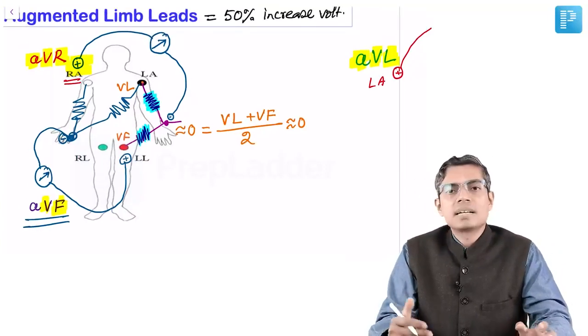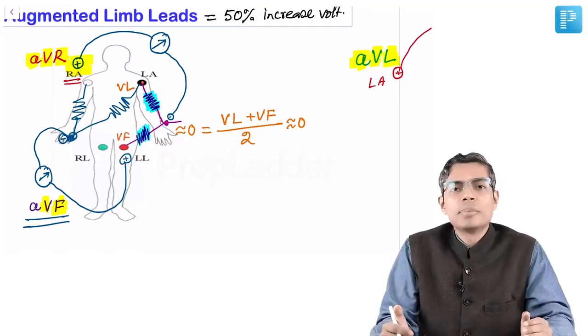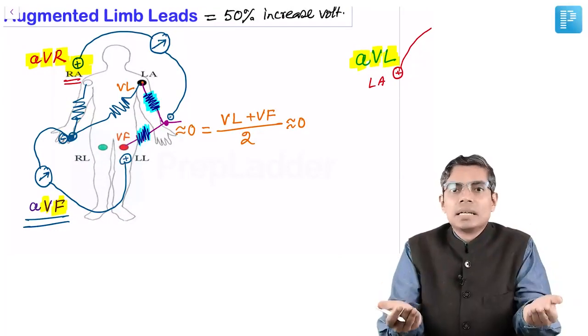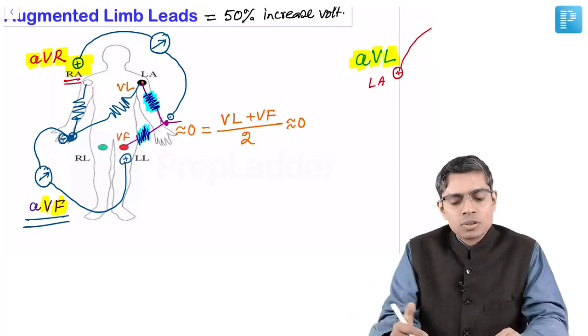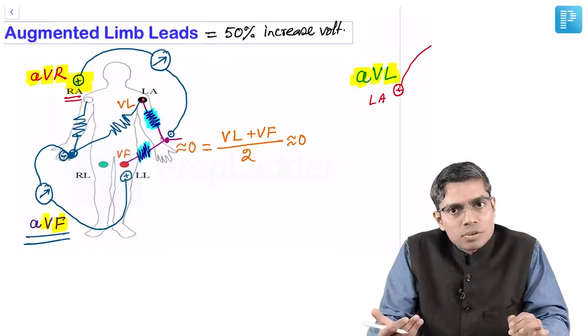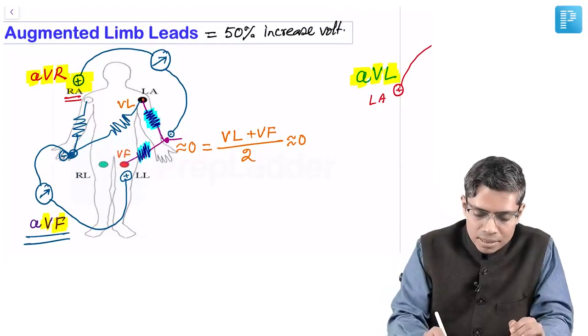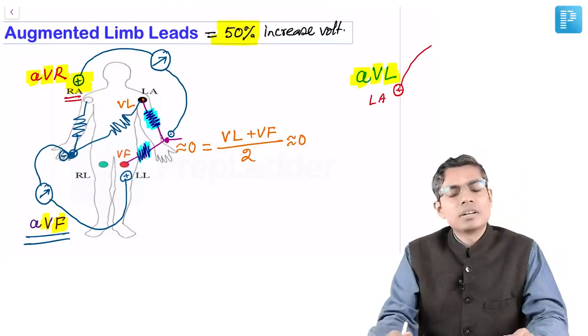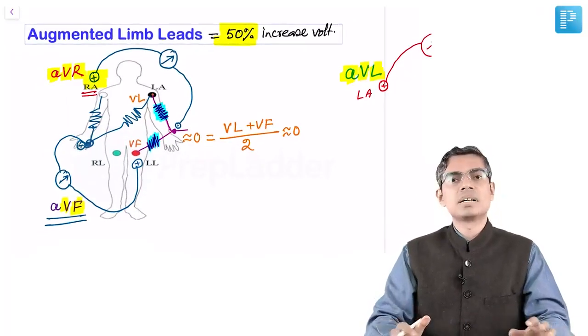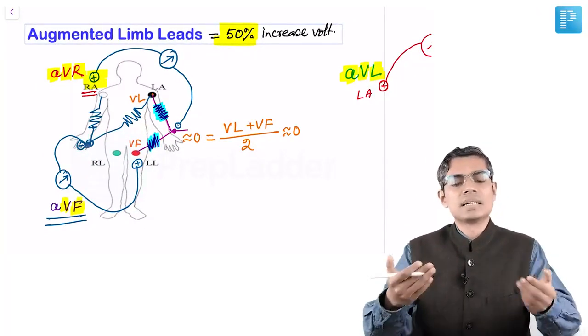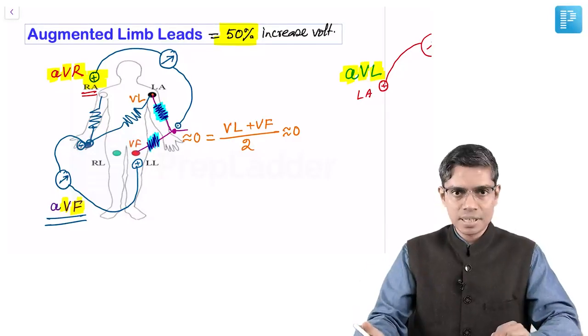So if you connect the circuit in this way, what will happen? Your voltage will be augmented, your voltage will be increased by a mathematical formula. How much percentage of voltage is going to be increased? I told you already, that is a 50% increment of voltage. So please remember, augmented lead means nothing but an increment of voltage, and that is 50%, right?